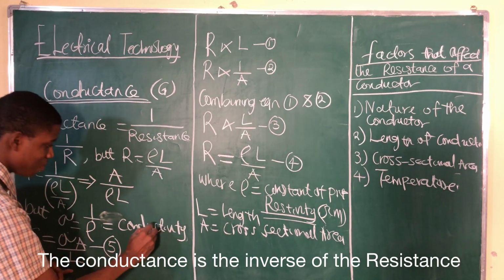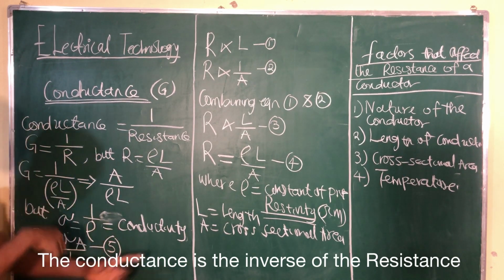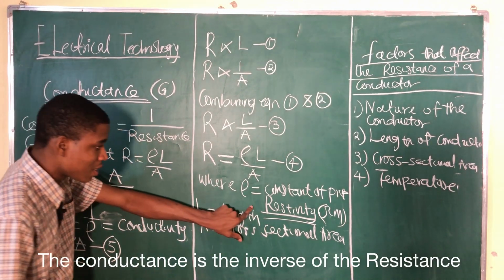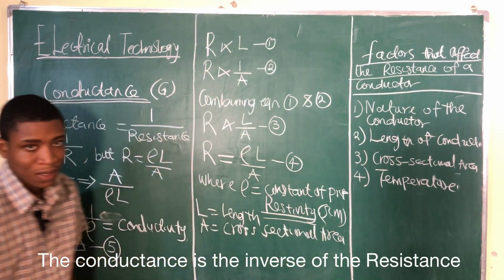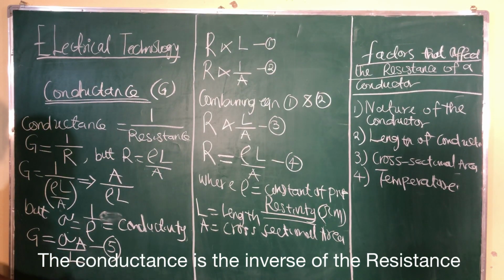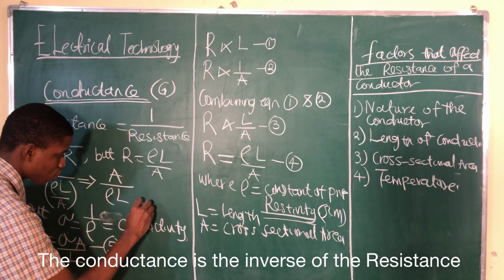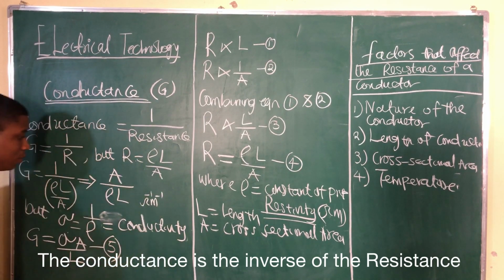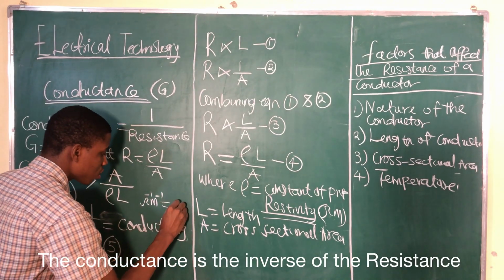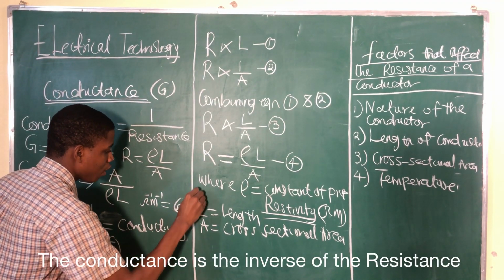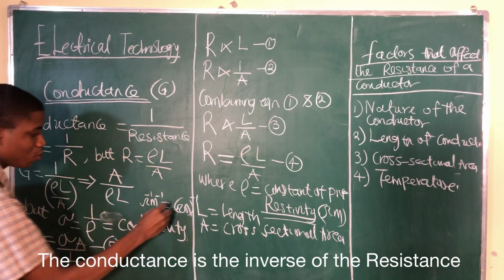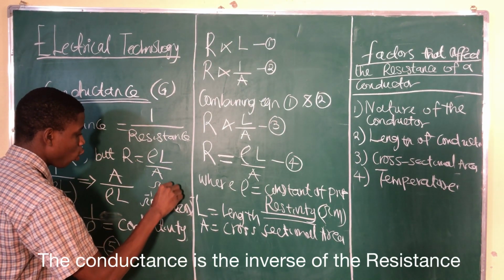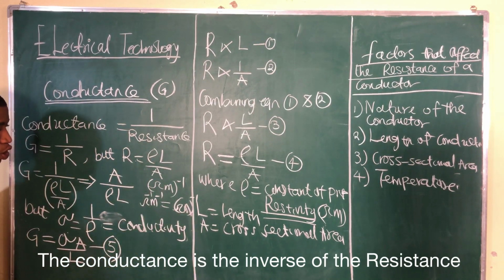Where we know that this is measured in what? Because we knew that the resistivity is measured in ohm meter. That's to show that the conductivity is the inverse of the resistivity. That means the unit for the conductivity will be ohms per meter, or you can call it ohm meter raised to the power minus 1. Very understandable. So this is the unit for the conductivity of a conductor.